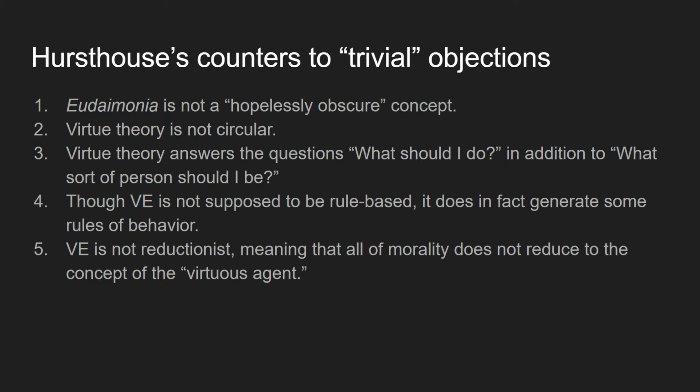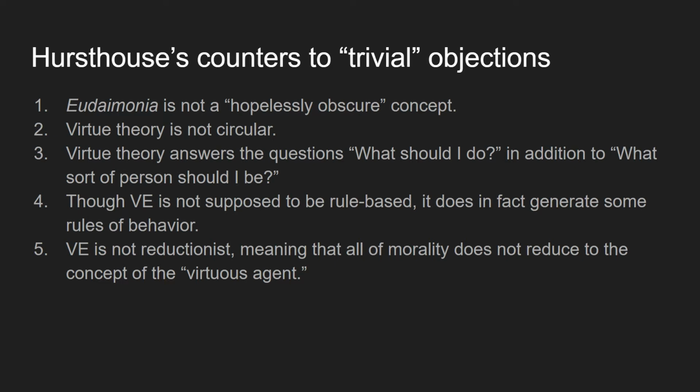It does answer the questions, what should I do in any specific situation, in addition to the question of what sort of person should I be. The 4th one is, though virtue ethics is not supposed to be rule-based. So think about utilitarianism and Kantianism. They're both rule-based. I'm presented with a question. Should I do A? Should I do B? Kantianism gives you a rule. Do what you can universalize. Do what you're not using another human being for. Utilitarianism gives you a rule. Do what increases the utility the most.